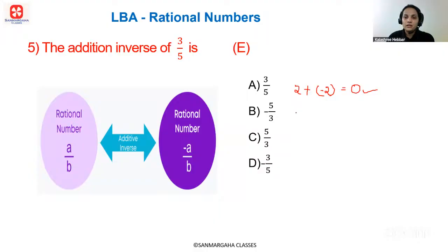For example, here we consider 3 by 5. So if you have minus 3 by 5 here, we get the answer as 0. So the correct answer is minus 3 by 5.